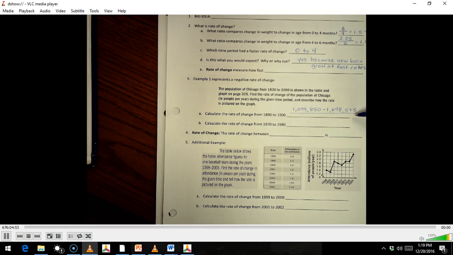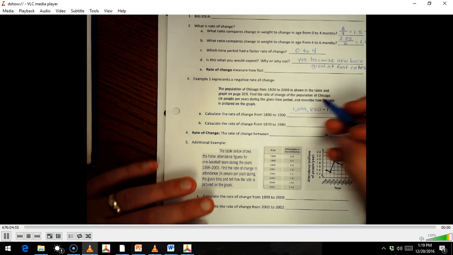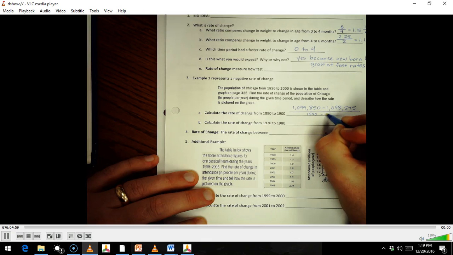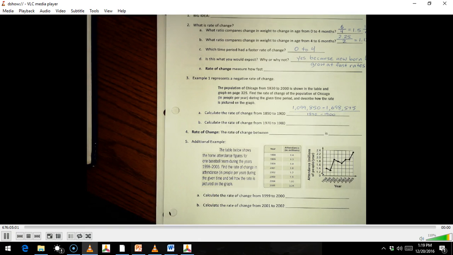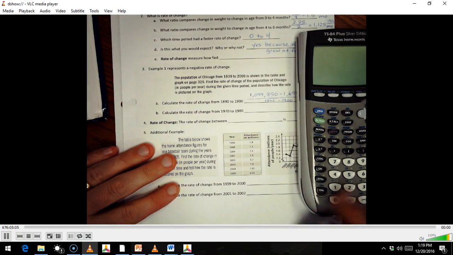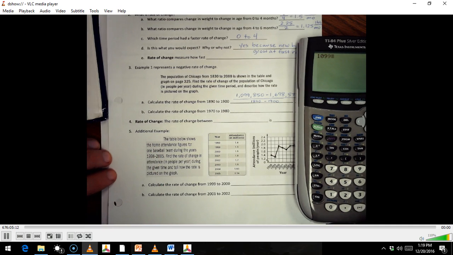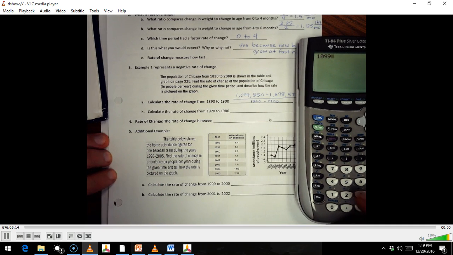Now the denominator is then years. And I'm just going to take 1890 minus 1900. And now I'm going to calculate this difference. So I'm going to take 1,099,850 minus 1,698,575, and I get this number right here.